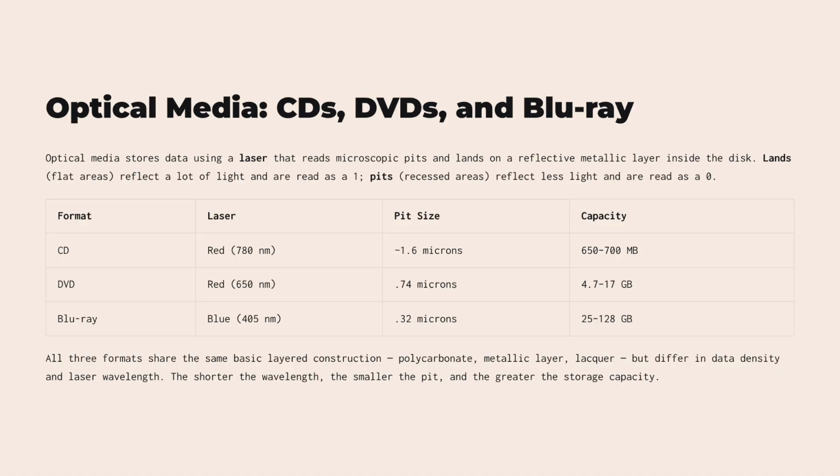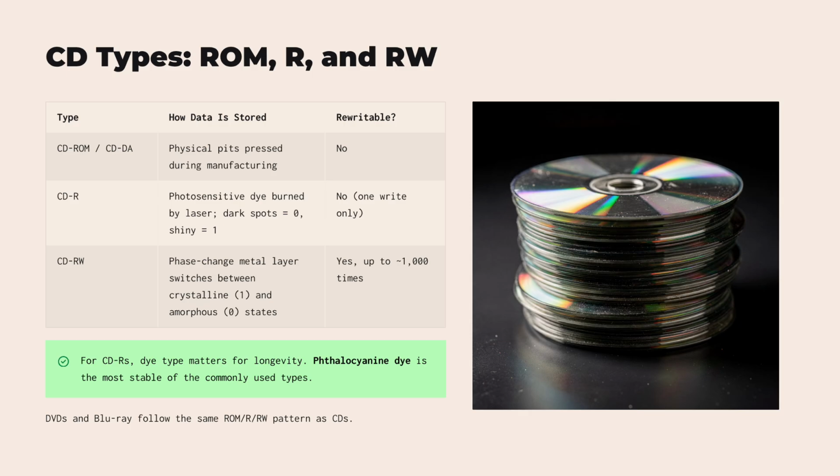Blu-ray uses a blue laser with a wavelength of 405 nanometers. That finer wavelength allows for pits as small as 0.32 microns, compared to 0.74 microns for DVD. The result is up to 128 gigabytes on a single disc. Within each format, there are three types.